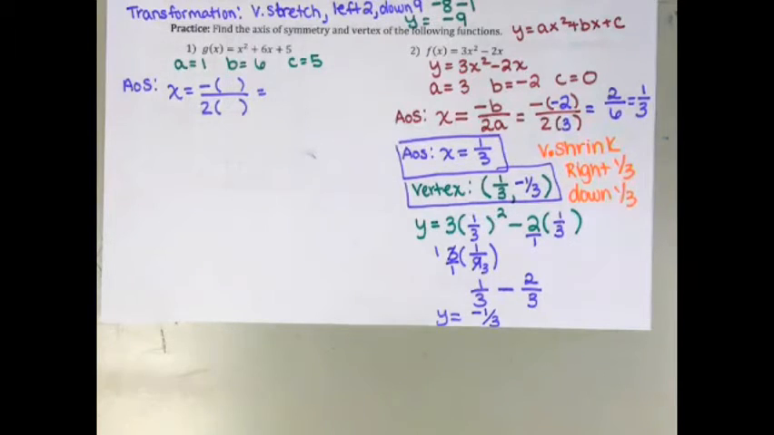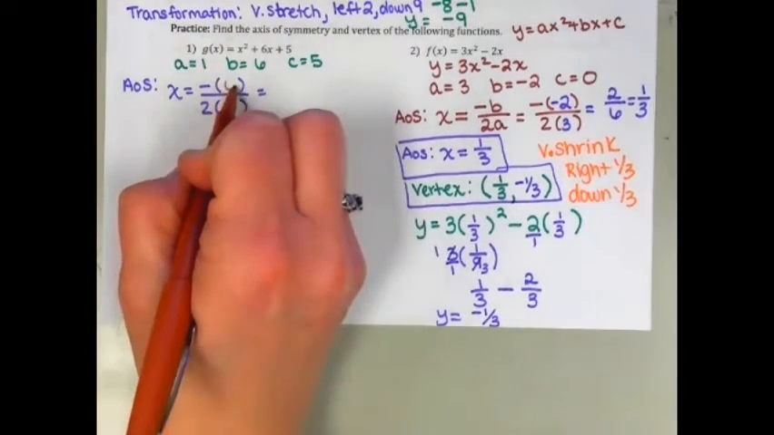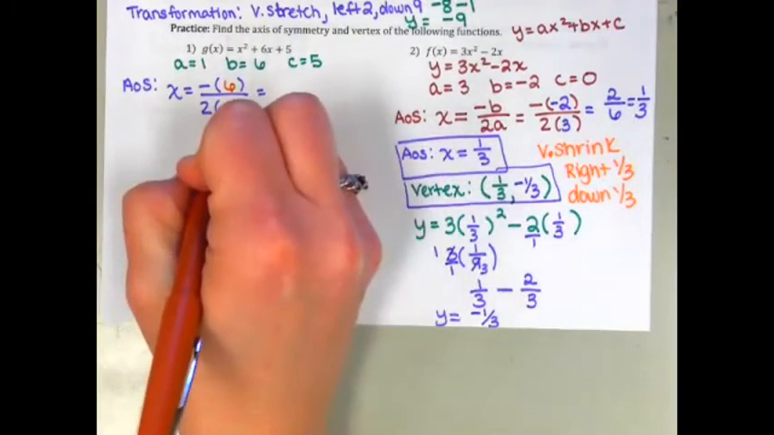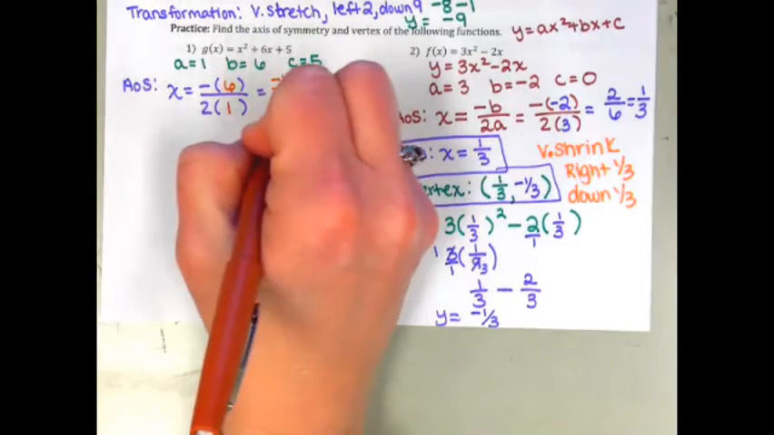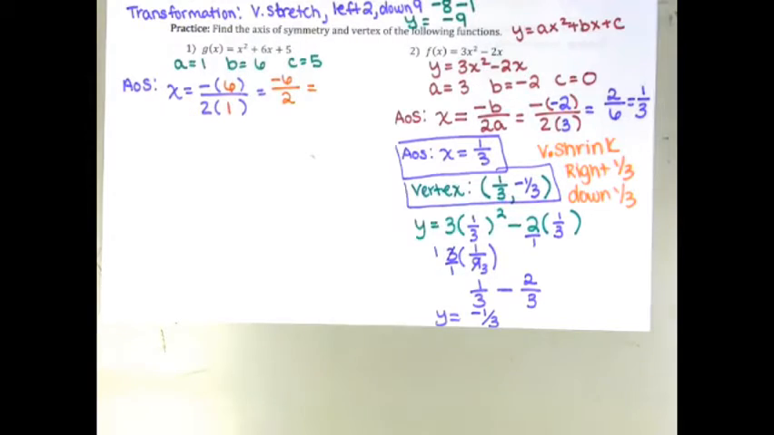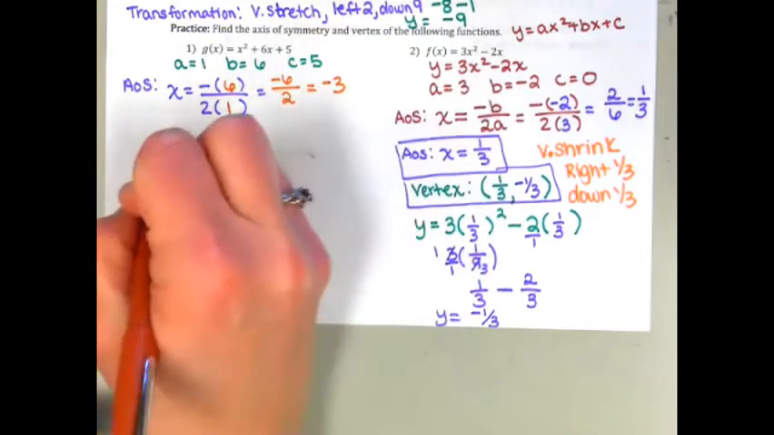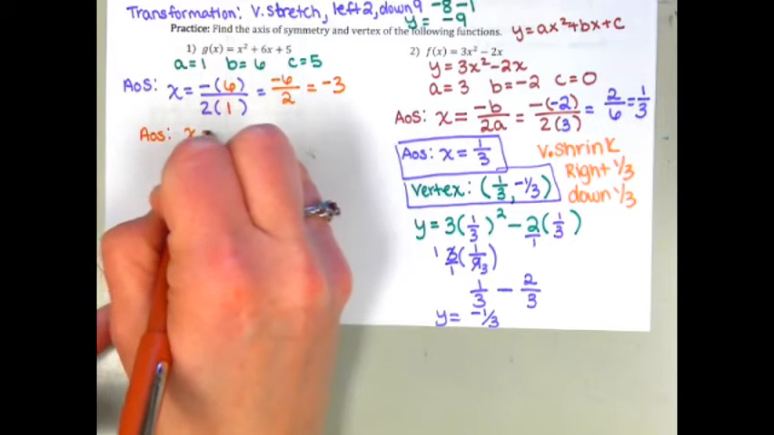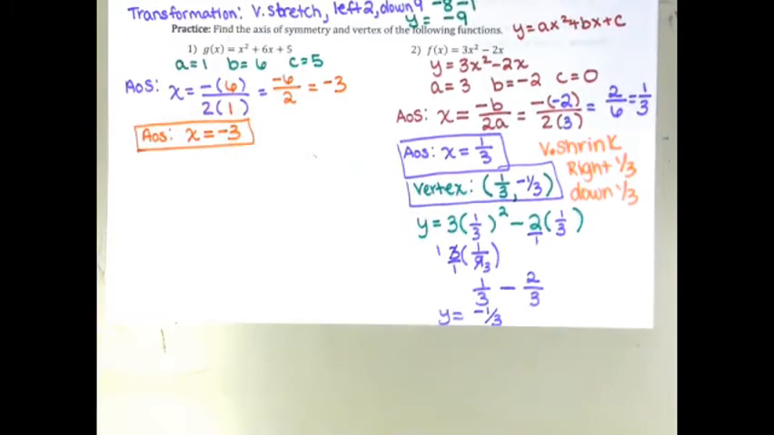Okay. So what did you guys remember? It's -b over 2a. So what's my B? 6. And what's my A? 1. So -6 stays a -6. And what's 2 times 1? 2. And -6 divided by 2 is -3. So my axis of symmetry is x equals -3. You need to have the x equals, guys.